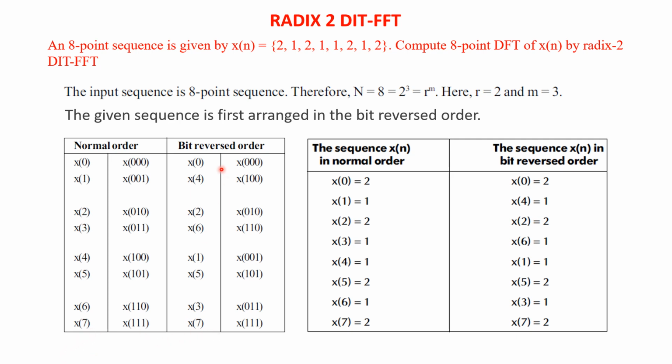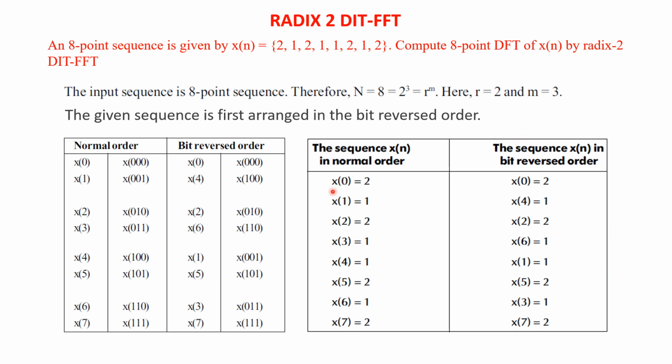So this is the bit reversal order. We have to feed the input to the algorithm in this order, which means x of 0, x of 4, x of 2, x of 6. All the even-numbered samples come in the first half, and x of 1, x of 5, x of 3, x of 7, the odd part, form the second half. So that is the sequence given here.